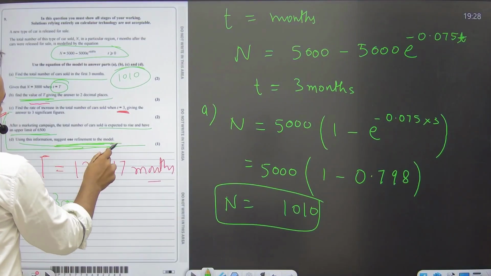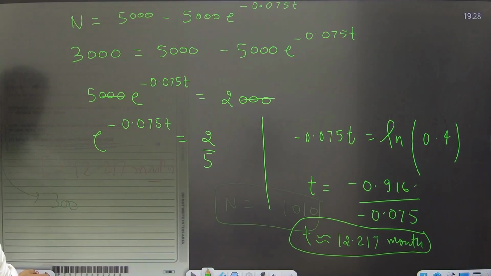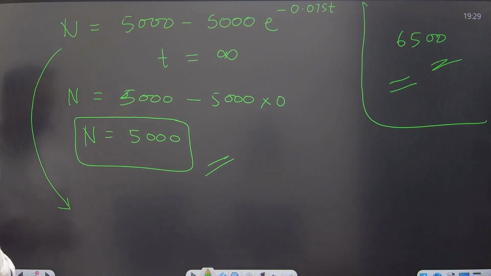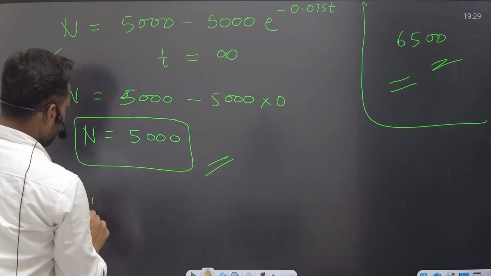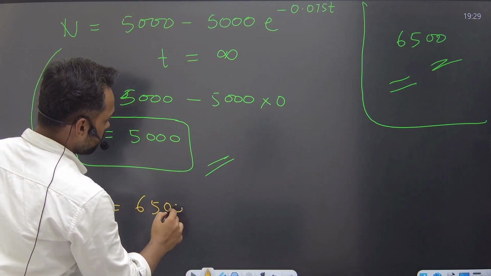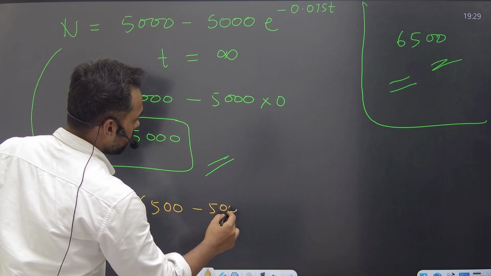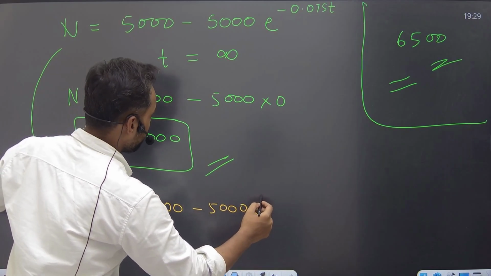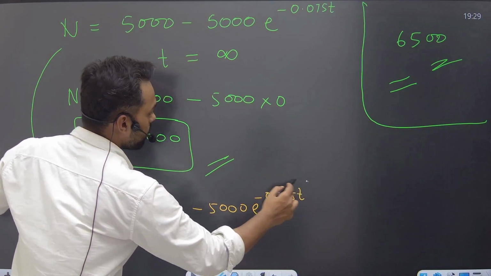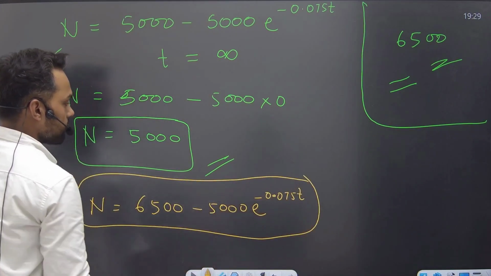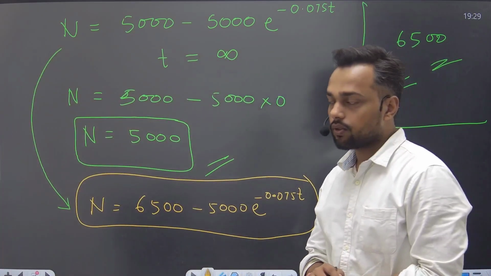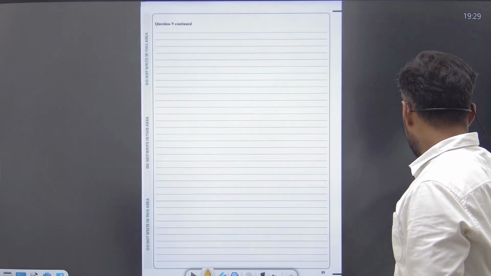One refinement to the model. For one refinement, what would be the suggestion, student? If you want one refinement, for the upper limit as 6500, we need to make the first 5000 a 6500. Then whatever value we get will be equal to 6500, negative of 0.075t. This is the one refinement that can be done in the particular equation, then only a 6500 upper limit is possible. Okay, now let's move to the next question.